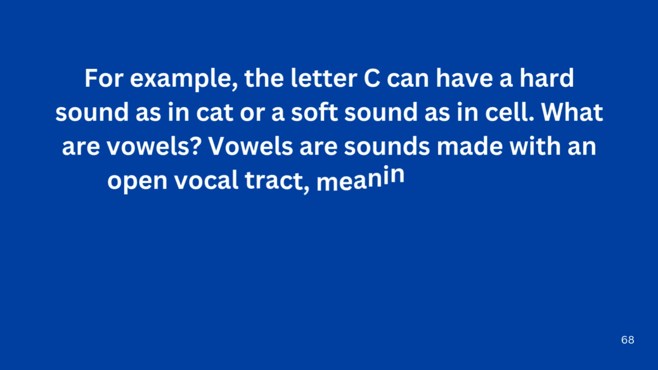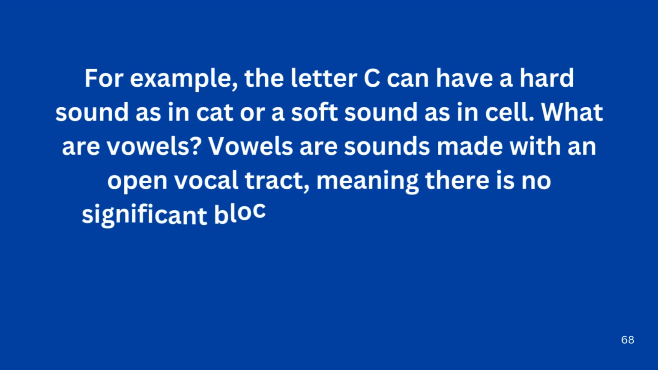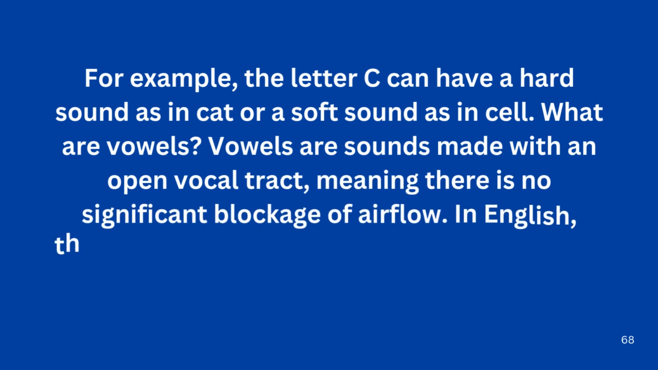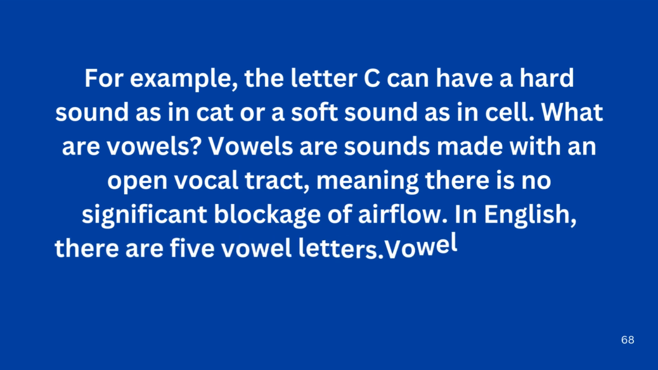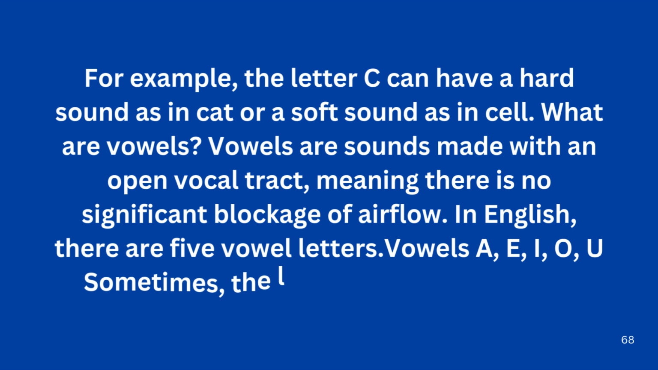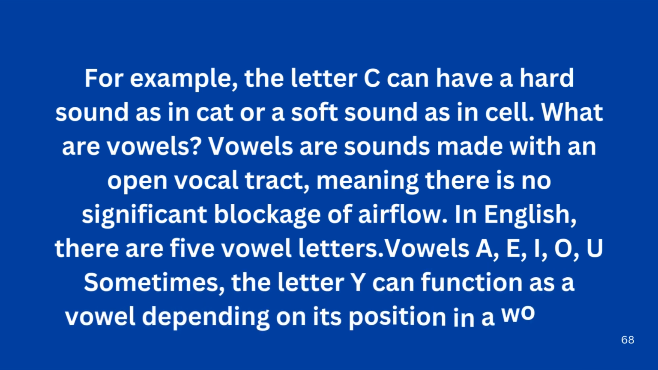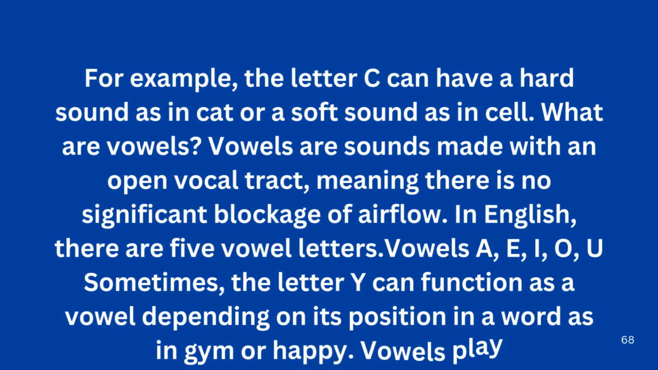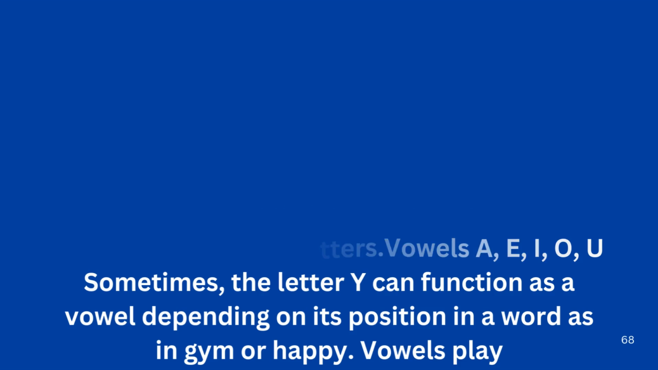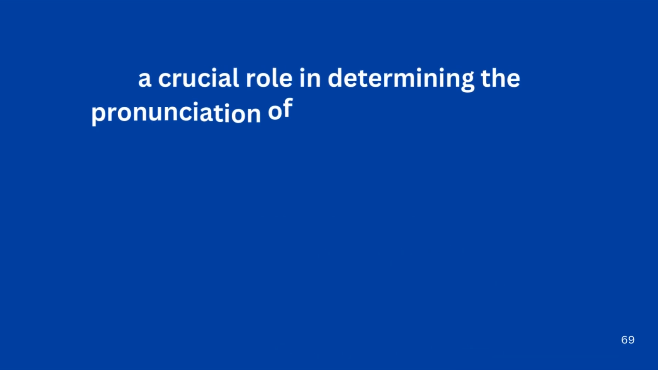What are vowels? Vowels are sounds made with an open vocal tract, meaning there is no significant blockage of airflow. In English, there are 5 vowel letters. Vowels: A, E, I, O, U. Sometimes the letter Y can function as a vowel depending on its position in a word, as in gym or happy. Vowels play a crucial role in determining the pronunciation of words.